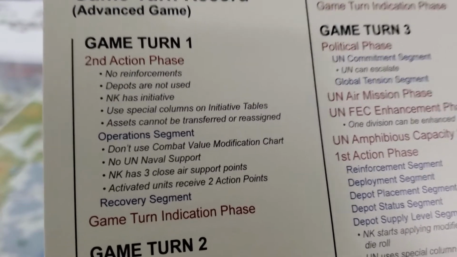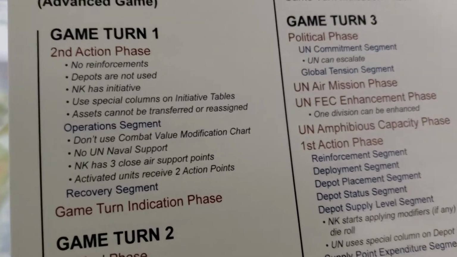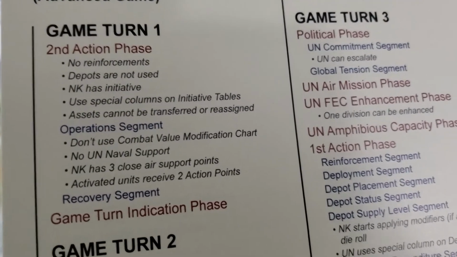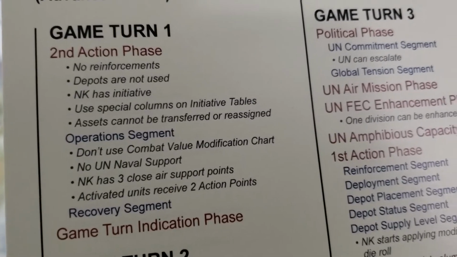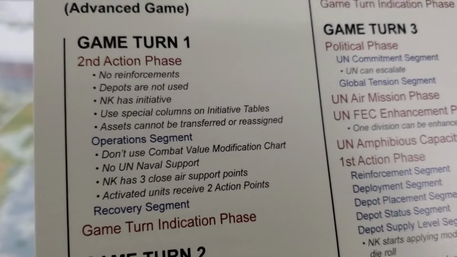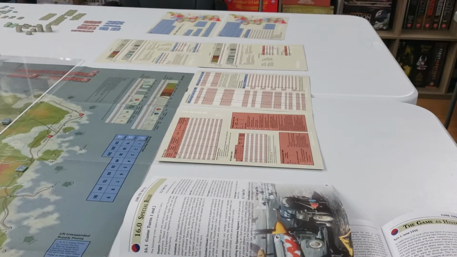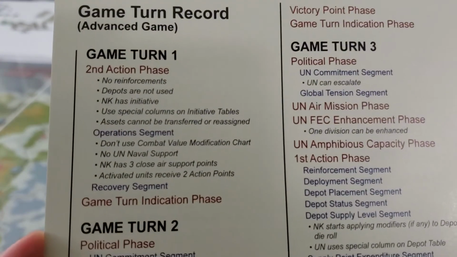We're going to use special columns on our initiative table, so when it comes time to rolling on some charts, that's going to govern our operation points and all of that. There are special columns used instead of some that are based on supply. Assets cannot be transferred or reassigned. So the armor units that I have up there on the border, I'm not going to be able to swap those out, though I can't imagine I'm going to have too much reason to do so.